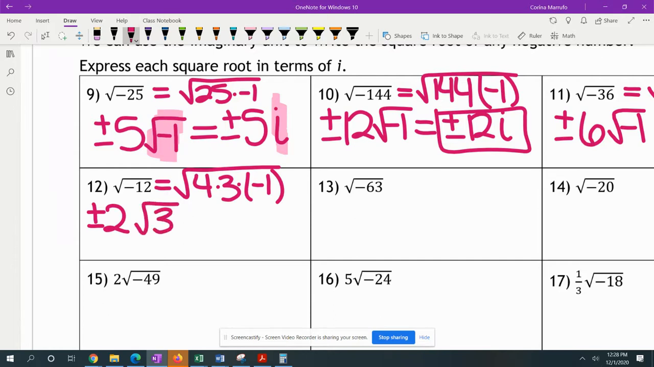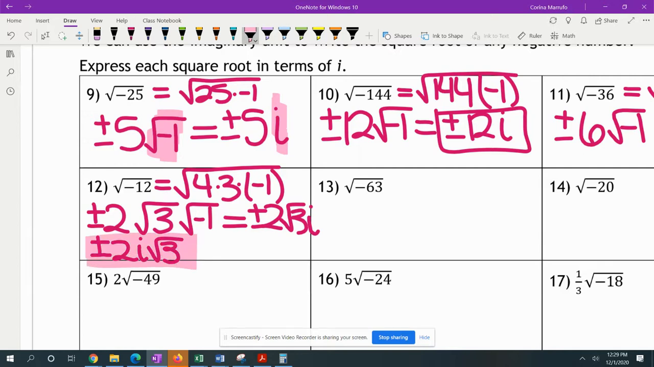Square root of 3 times the square root of -1. Now we know that the square root of -1 is i, so I'm going to go ahead and substitute it as i. So plus or minus 2 and the square root of 3 i. Okay, you might also see this written as plus or minus 2i and the square root of 3. It means the same thing. So either one would be your answer. I just want to make sure that you guys see it both ways.